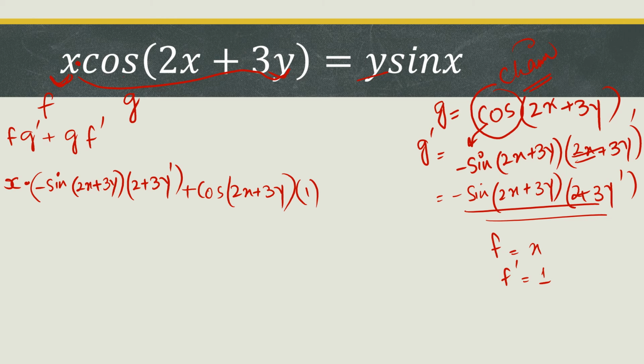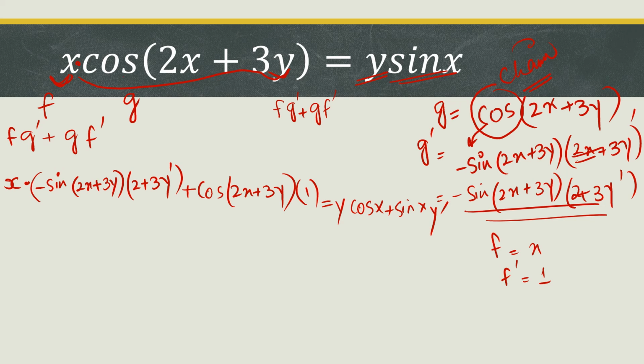Now here you have y sin x. So for the y sin x also you have to take the derivative with respect to x by using the product formula. That means f g prime plus g f prime. So f is y, g prime is sin x prime. Sin x changes into cos x, plus g, that means sin x, and derivative of y will be y prime.